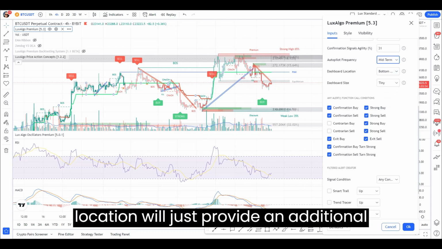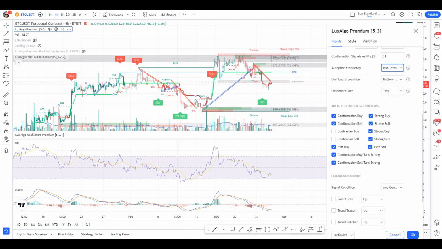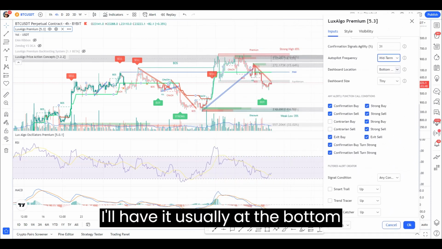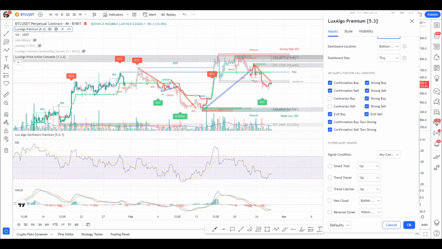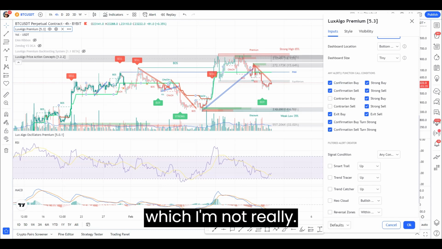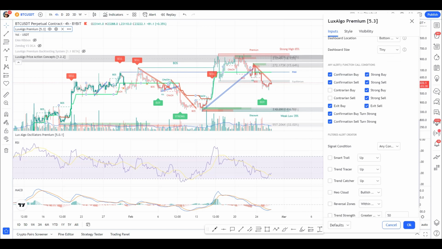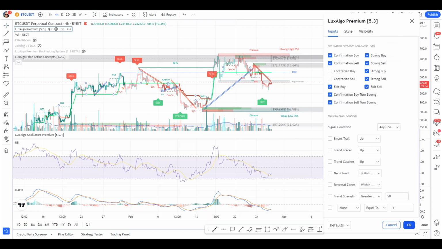Dashboard location will just provide an additional dashboard when you switch it on. I'll usually have it at the bottom. Dashboard type, sunny. And then there are the function calls, which are not really required now. That's it. We'll leave it there.